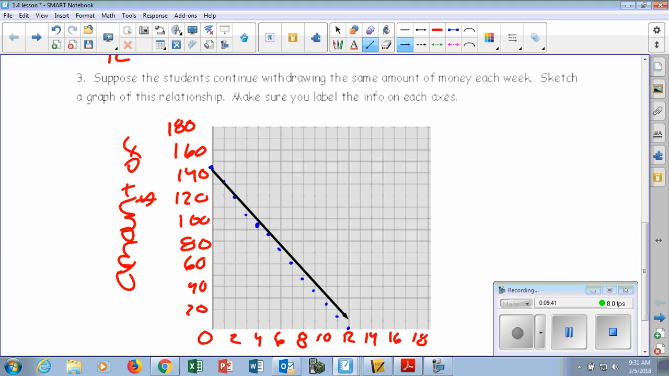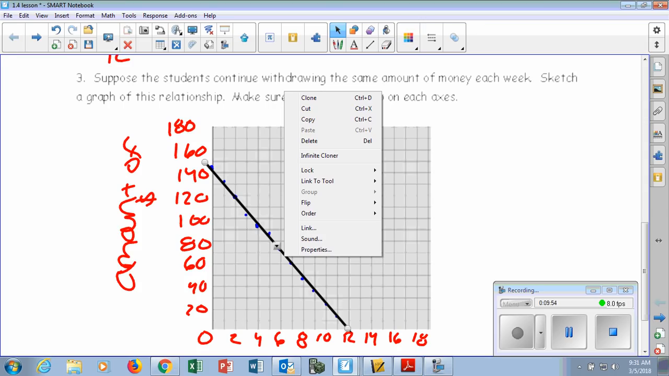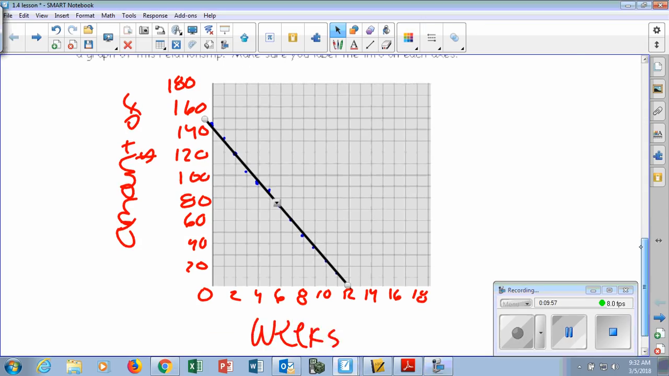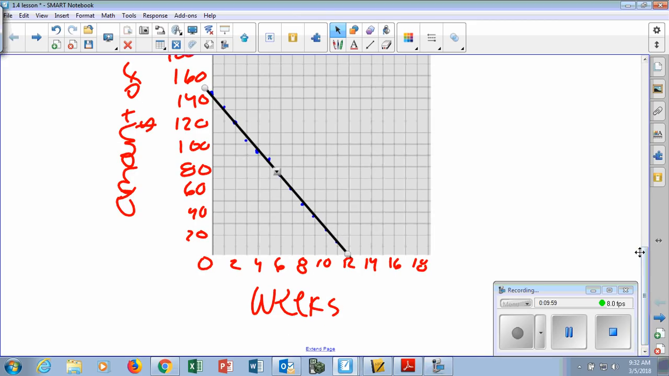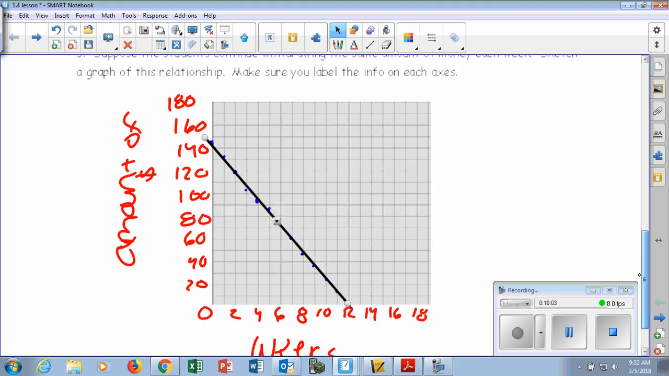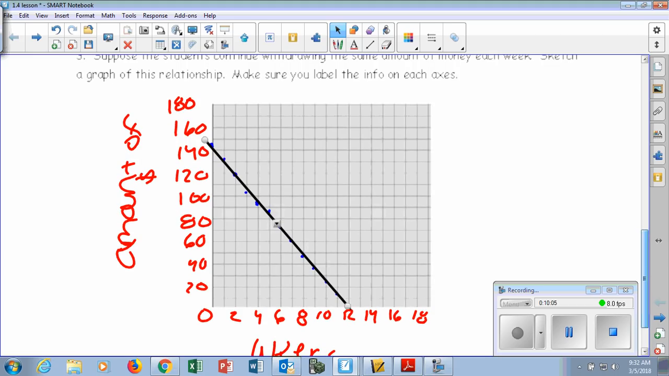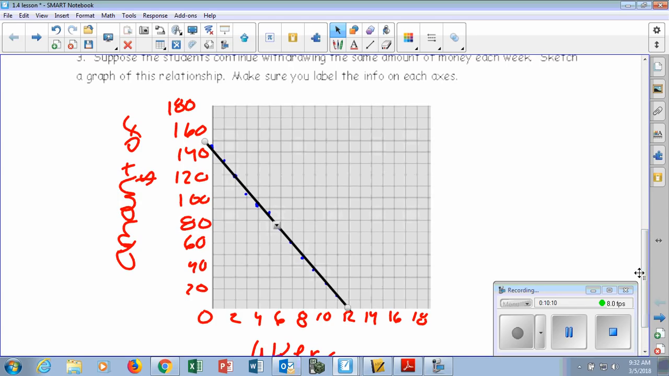So here is, let me see if I can make this line a little bit more accurate. My points are not exactly on. Okay, so this is what our graph looks like. We were able to plot the entire thing because we were able to find the constant rate. Because we knew that, we can find the rest of the points and determine all of it. So now we can figure out our line.